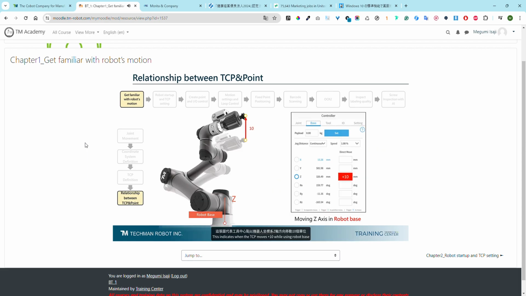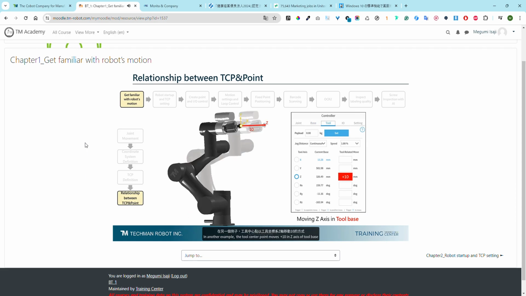This indicates when the tool center point moves plus 10 in the z-axis of the robot base. In another example, the tool center point moves plus 10 in the z-axis of the tool base. This concludes Chapter 1. Please move on to the next chapter.